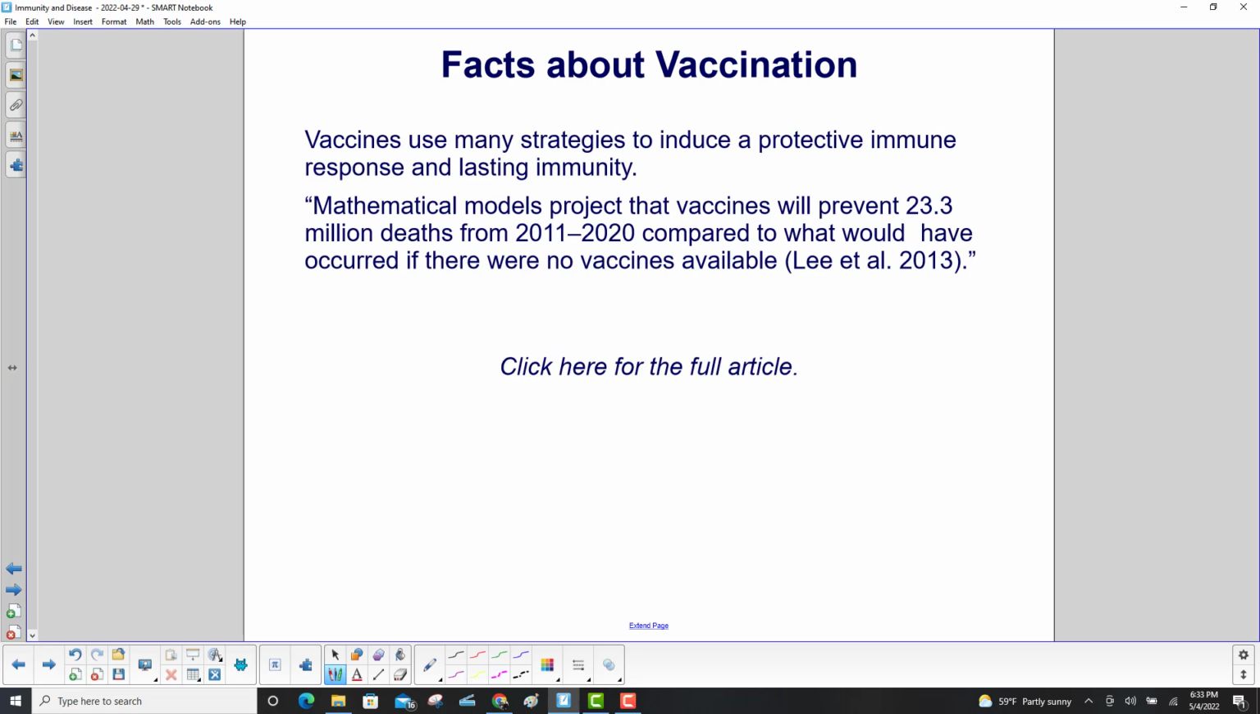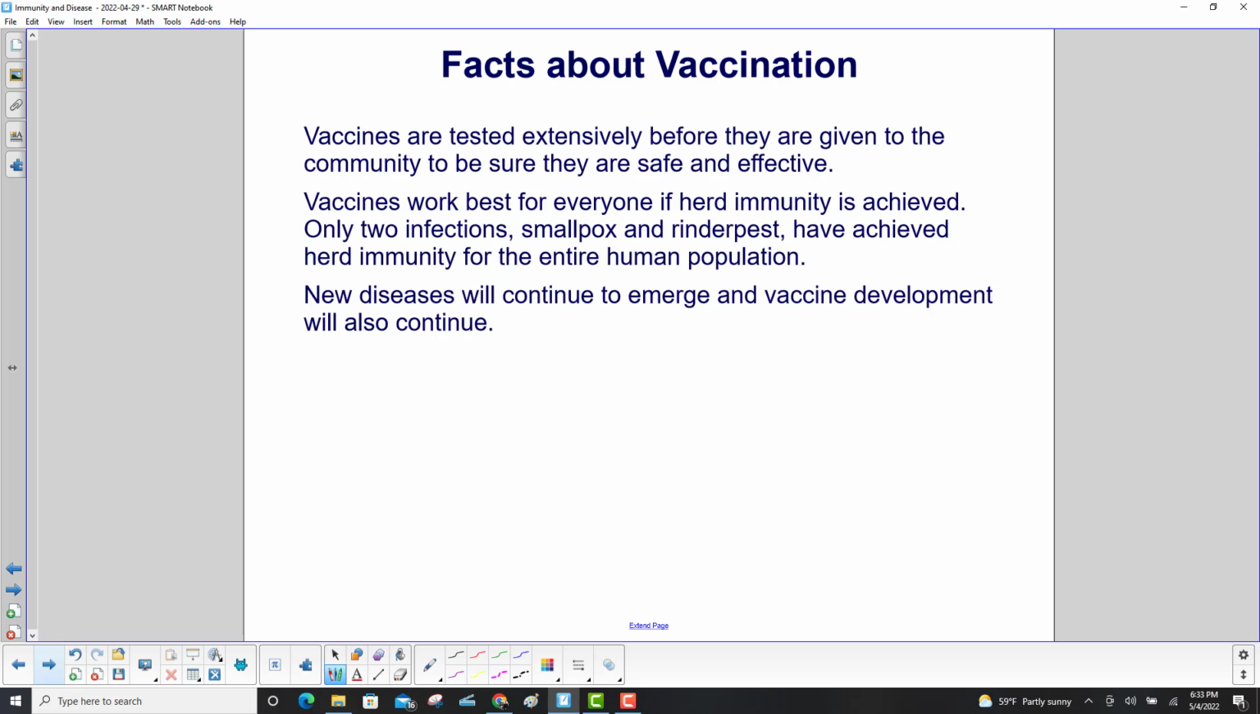Vaccines use many strategies to induce a protective immune response and lasting immunity. And here's a quote from this paper here by Lee et al., so feel free to click on that for the full article. Mathematical models project that vaccines will prevent 23.3 million deaths from 2011 to 2020, compared to what would have occurred if there were no vaccines available. That's incredibly impressive.